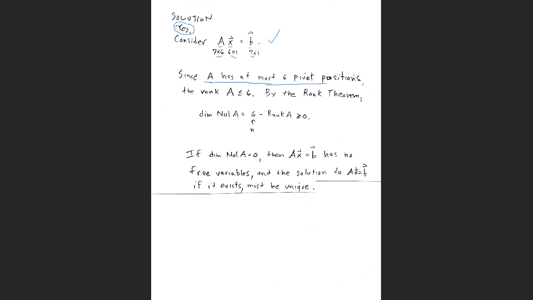You have 6 columns. Now, where do the columns of A live? What space do they live in? They live in R7. The column vectors of A are 7 by 1 vectors, 7 rows, right? So the column vectors of A live in R7. But since the matrix A has 6 column vectors, at most you would have 6 pivot positions.